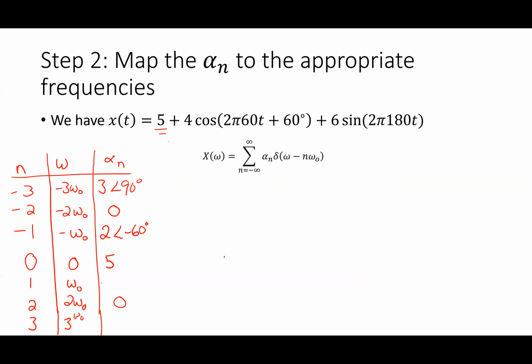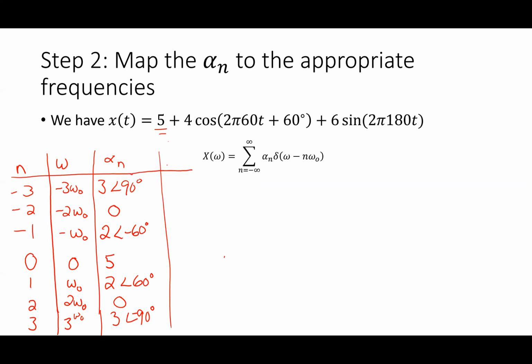Tell me what the omega naught value is going to be. Well, the conjugate, yeah. So in that case, the angle is going to be the opposite, right? But the magnitude stays the same. 2 angle 60. And what do I have for the third harmonic? 3 angle 90, -90, sorry.